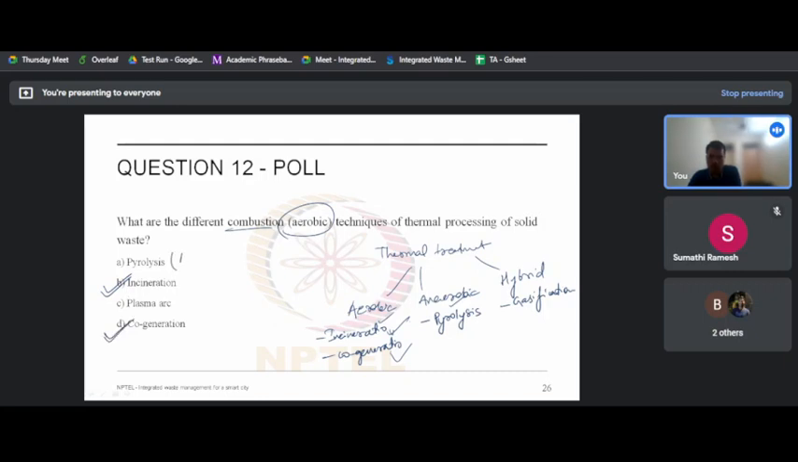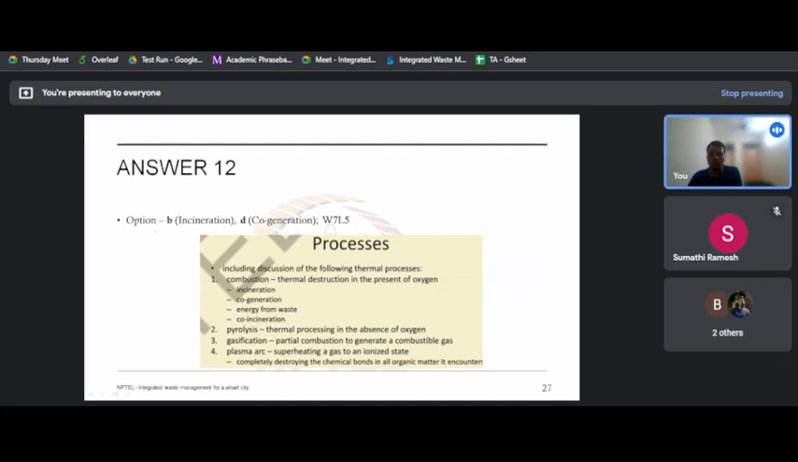Pyrolysis is not aerobic, it is anaerobic. So this needs to be noted. So correct answers are option B and D. Option B, incineration, and option D, cogeneration are correct. You can refer to the last lecture of this week, lecture 5, for this question.